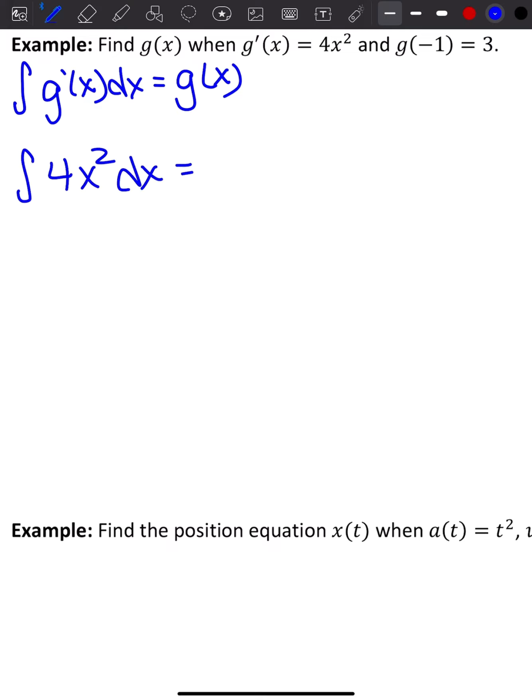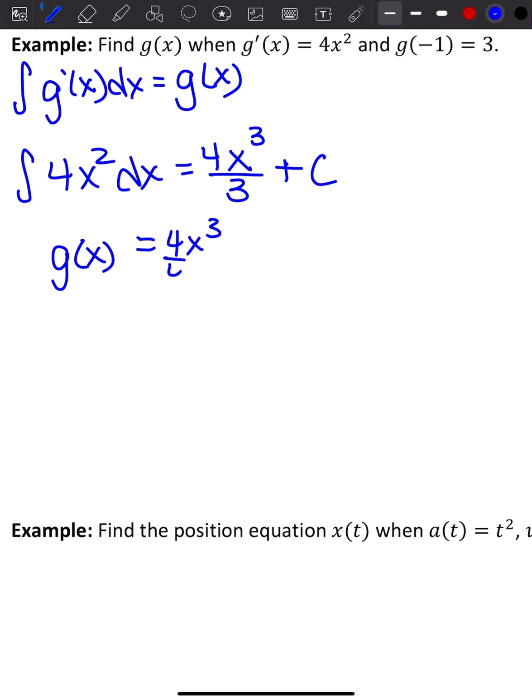We're doing power rule but backwards. So the first thing I'm going to do is write 4x. We need to add 1 to our exponent to make it 3, and then we are going to divide by 3. So we have 4/3 x cubed. So g of x, and then we need to add c to it. So g of x right now is 4/3 x cubed plus c.